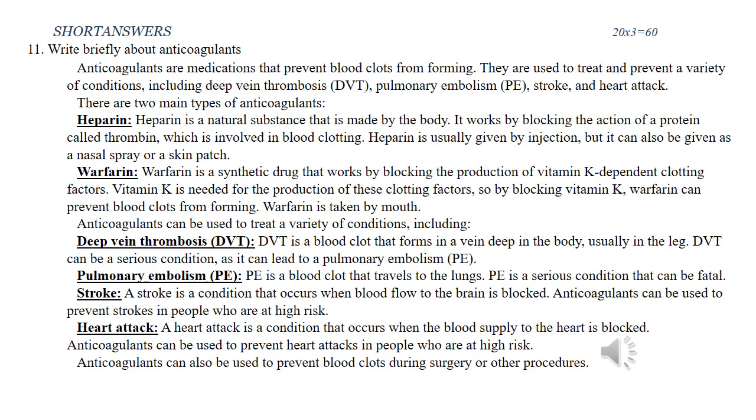Question 11. Write briefly about anticoagulants. Anticoagulants are medications that prevent blood clots from forming. They are used to treat and prevent a variety of conditions, including deep vein thrombosis, DVT, pulmonary embolism, PE, stroke, and heart attack. There are two main types of anticoagulants.